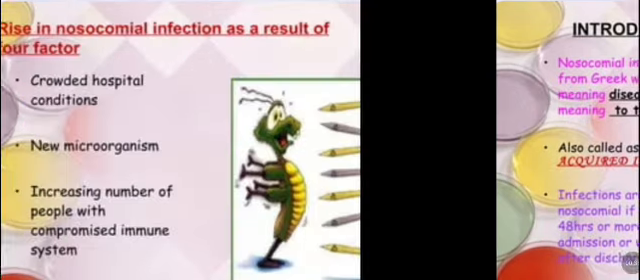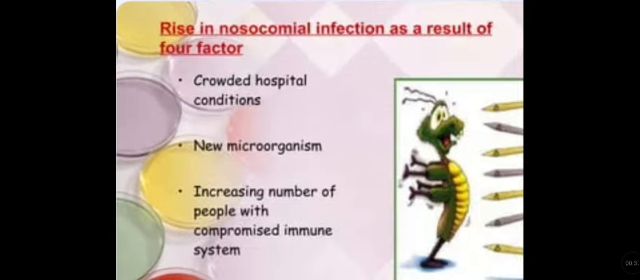days after discharge. The rise in nosocomial infection is a result of four factors: crowded hospital conditions, new microorganisms, and an increase in the number of people with compromised immune systems. Epidemiology. Nosocomial infection can be exogenous, from external organisms, and endogenous, opportunist, from normal flora. Host susceptibility is an important factor in the development of nosocomial infection.